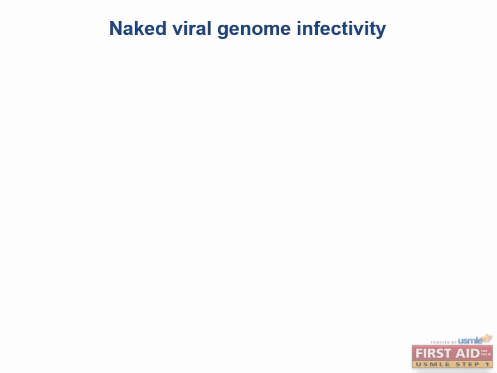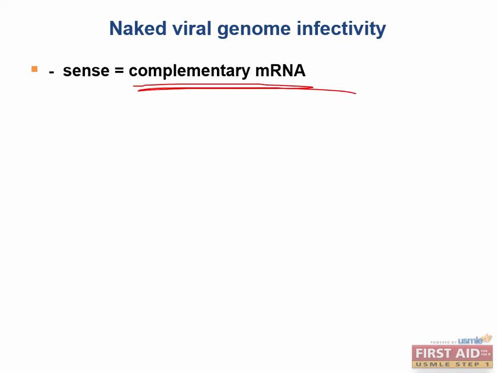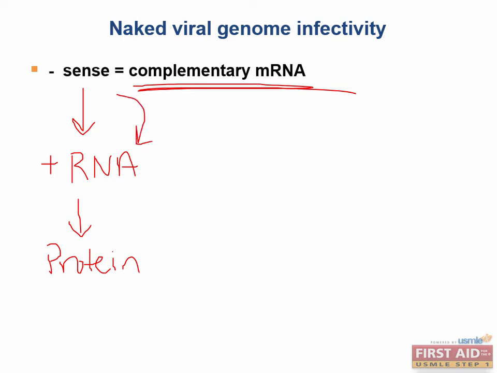In contrast to positive-sense RNA, negative-sense RNA viruses are complementary to messenger RNA. Therefore, before it can be translated, these RNA molecules need to be converted into positive-stranded RNA, and then they can be properly translated into protein. So let me say that again. Negative-sense RNA must be converted to positive-sense RNA, and then translated into protein.